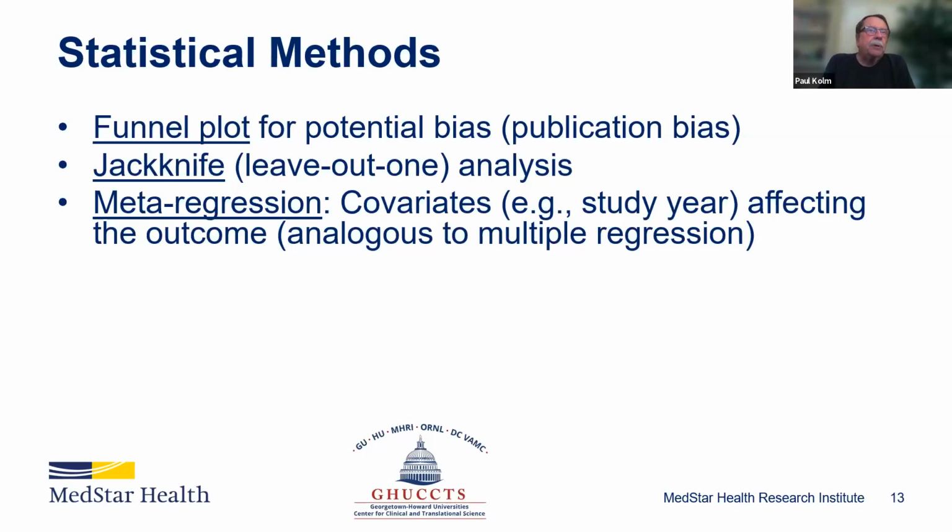And then meta-regression is typically used if we want to look at other covariates other than the therapy or the treatment itself that might be affecting the outcome. So this would be analogous to doing multiple regression in a single study. The problem here with meta-regression is that the studies may not have all the same covariates, so you may be limited in the meta-regression that you can do.